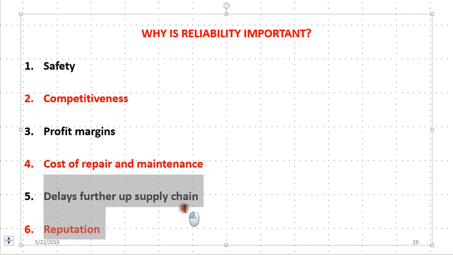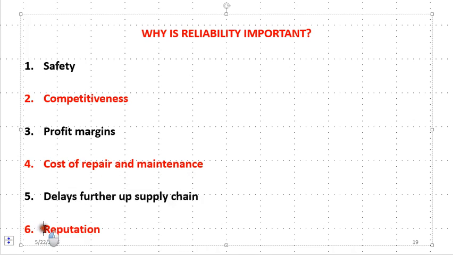Item number 5, among the importance of reliability: lack of reliability brings about delay in the supply chain. If your company produces products that are not reliable, even if you produce them, before you send them out it will take you a long time to investigate because they are not reliable. Or even if you start selling, there is what they call callback. When the customers say they are faulty, you have to bring them back. Therefore, the rate at which you are supplying them is reducing.